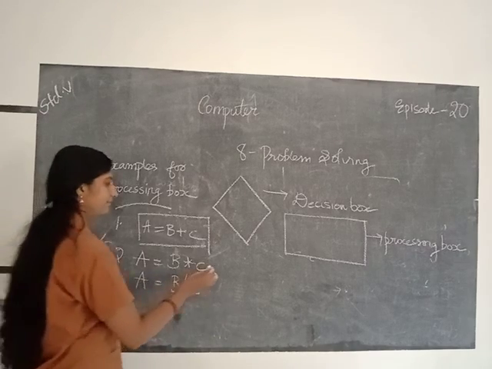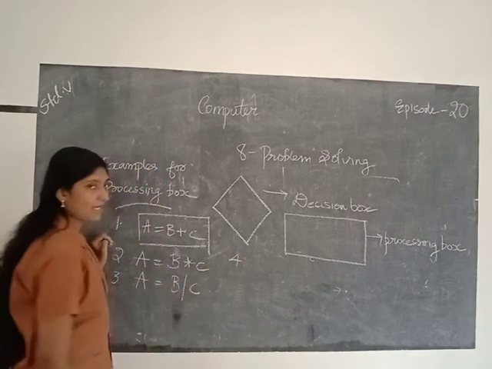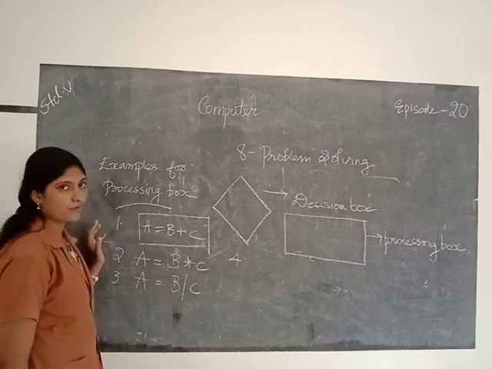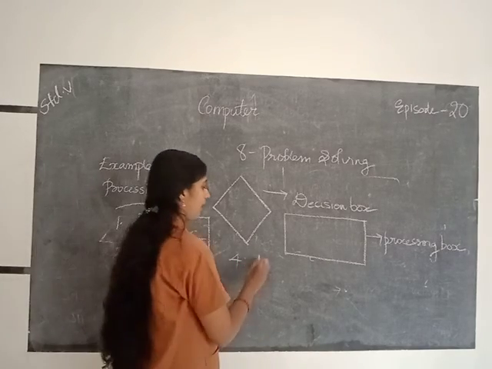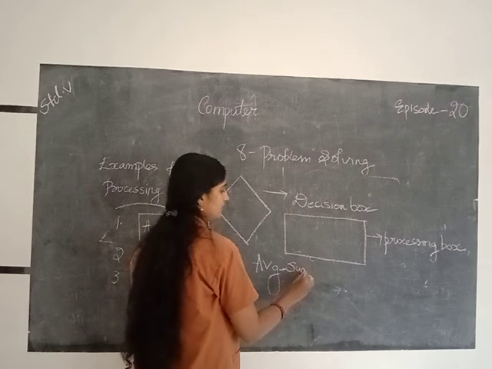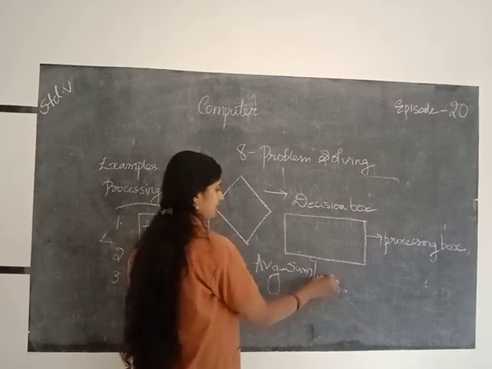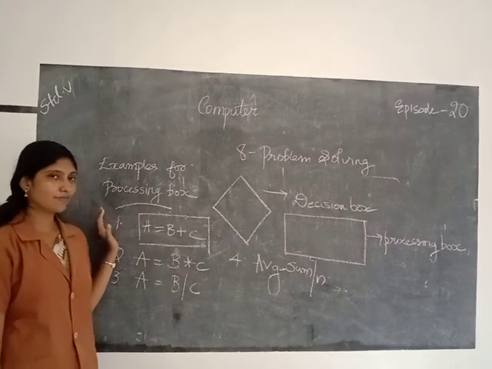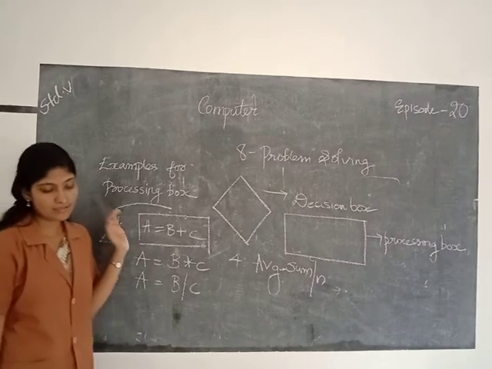The next, we can write any operations into the processing box. Average is equal to sum by n. So these are the statements which we can write in the processing box.